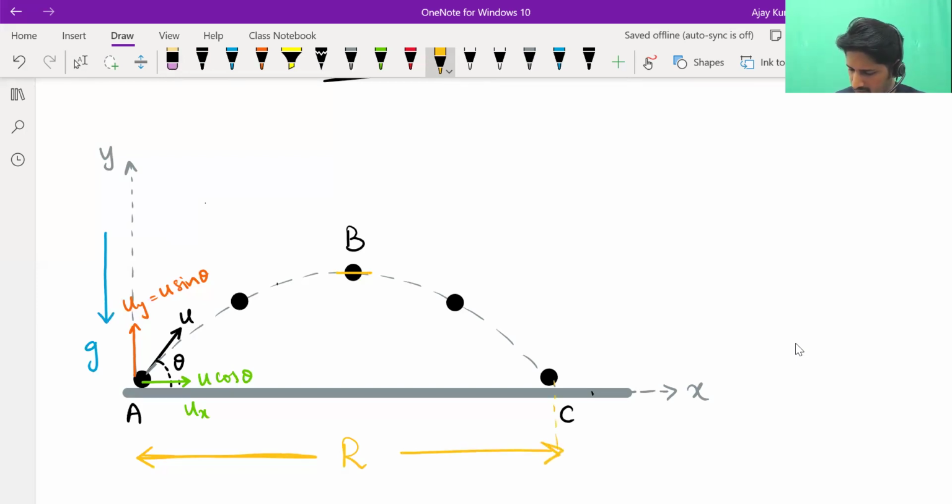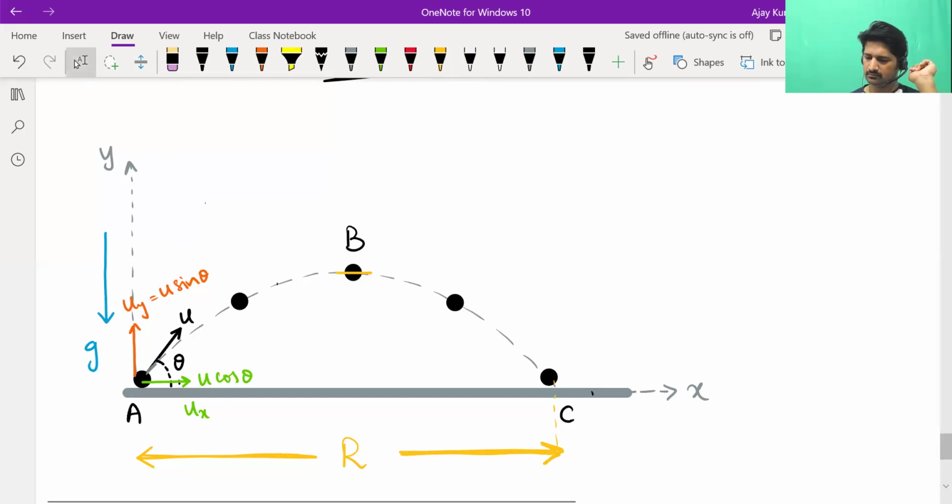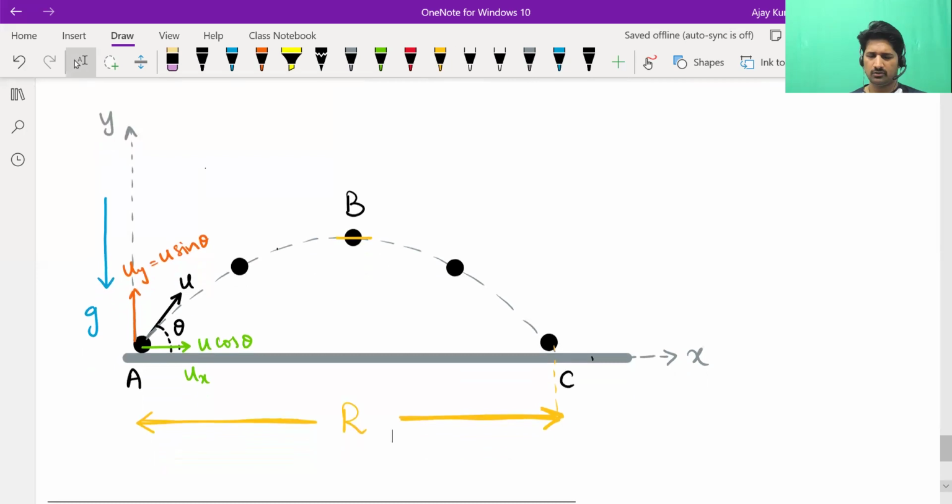Can any of you tell me an equation which can help us derive this? How to derive the range? You know what all are known to us. We know initial velocity, y component, x component. We know acceleration. We know Hmax. We know time of ascent. We know time of descent. Means we know total time of flight. How to calculate the range?